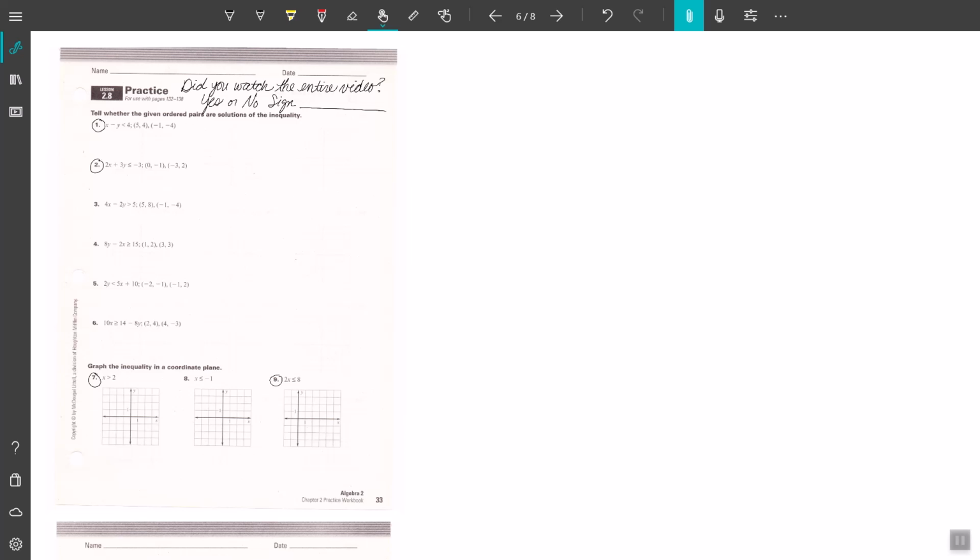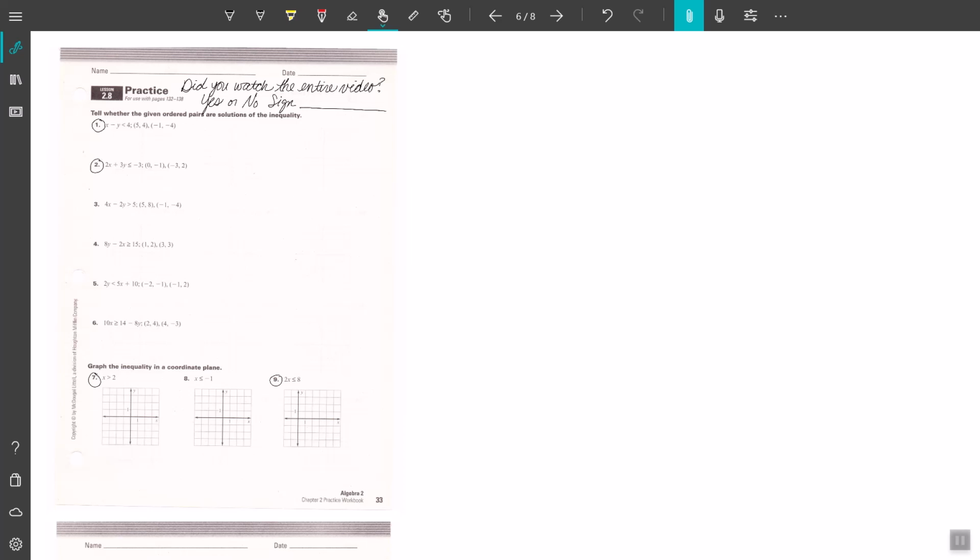Lesson 2.8, we are going to work with inequalities. We're going to decide whether given ordered pairs are solutions to a certain inequality, and we're also going to graph them. So you need to shift gears a little bit here. We're talking about graphing inequalities, not graphing equations.